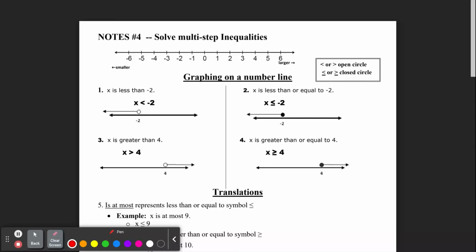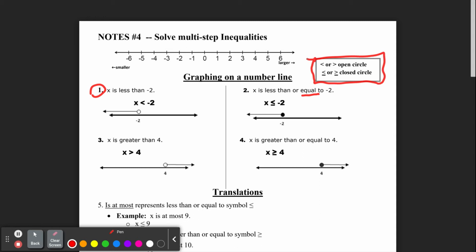Over notes 4, we're going to solve multi-step inequalities. First thing we need to be reminded of, on number 1 right here, when x is less than -2, we're going to have an open circle at -2 and less than will go to the left. Number 2, x is less than or equal to -2. So if it's also equal, then we're going to have a closed circle, and again, less than is going to go to the left. And those rules are up here in this box.